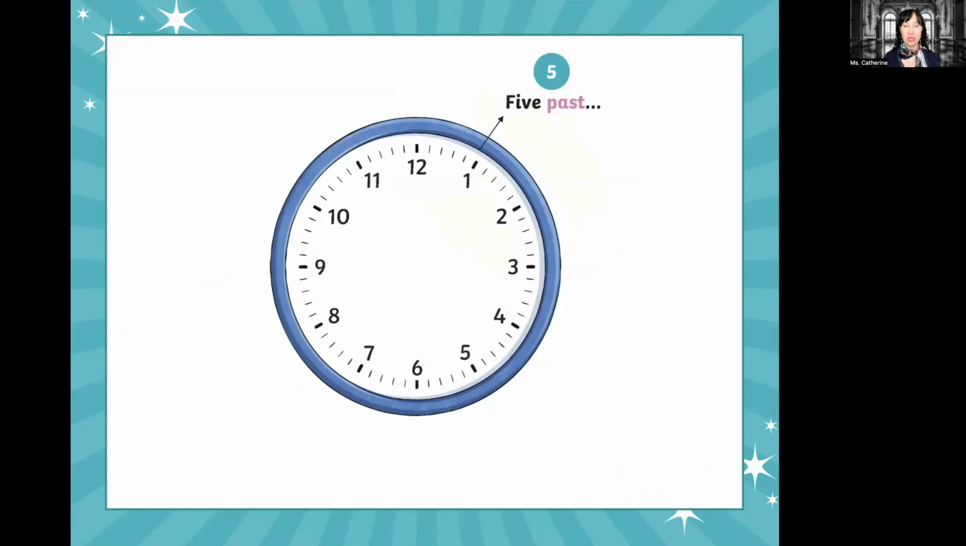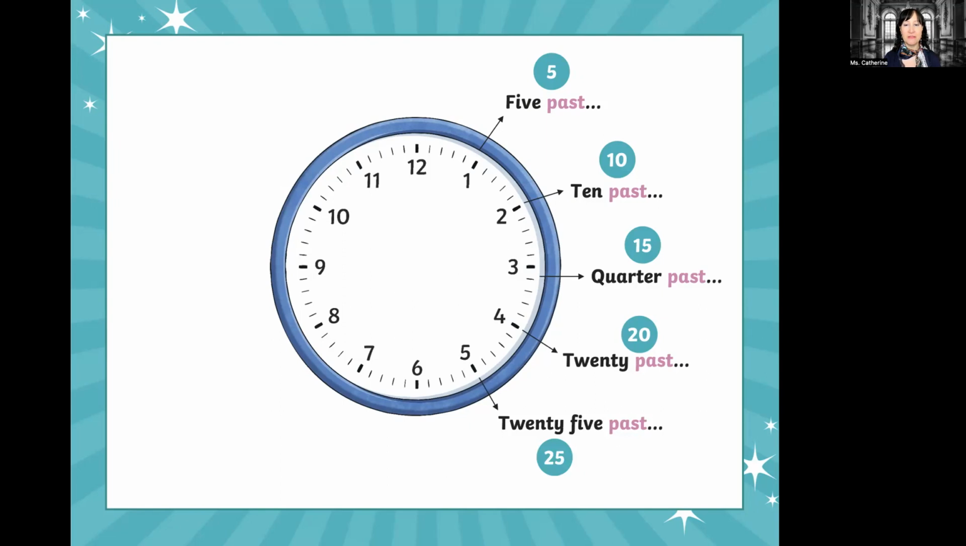Okay, so here, when it's on the 1, it's 5 past. So this is 5 minutes. 10 past, 10 minutes. The number 3 is 15 minutes, 1/4 past. Number 4, how many minutes would this be? 20 minutes, 20 past. The number 5 is 25 minutes, 25 past. The 6 is 30 minutes, half past. The 7, how many minutes is the 7?